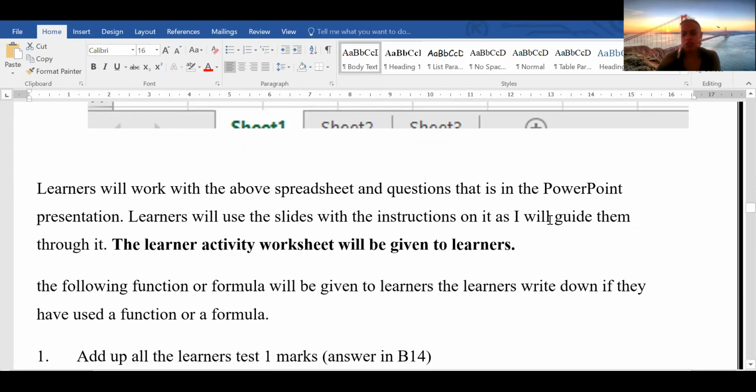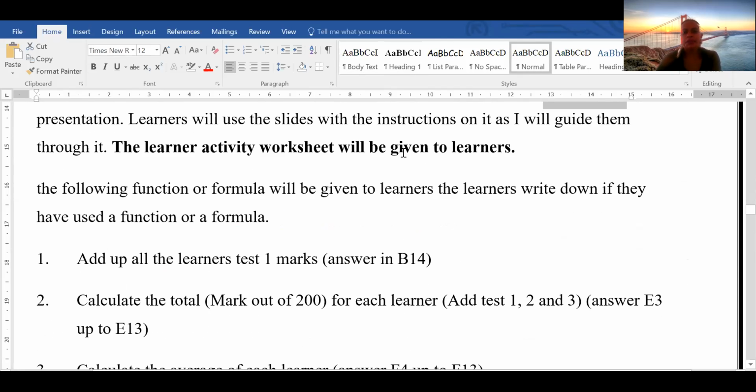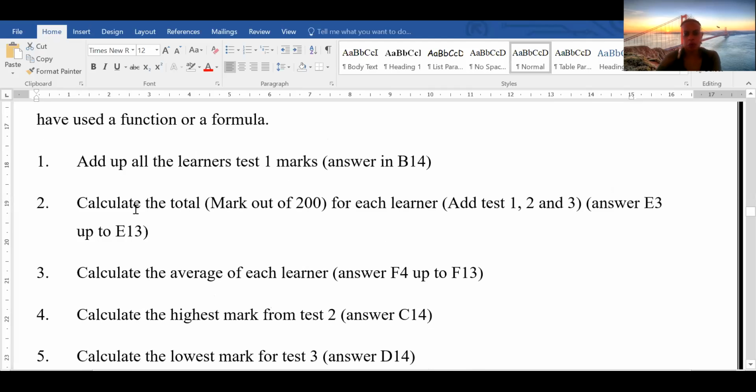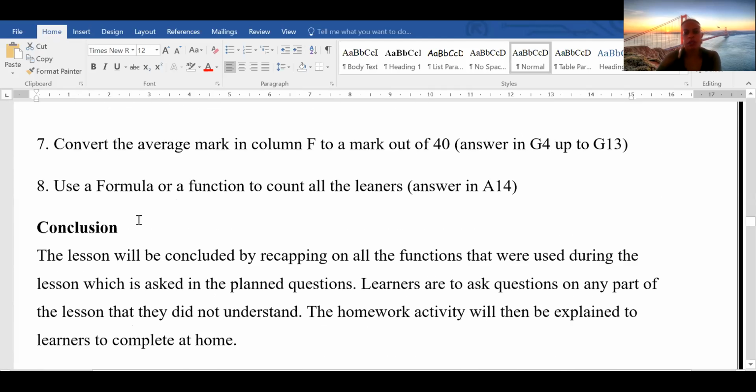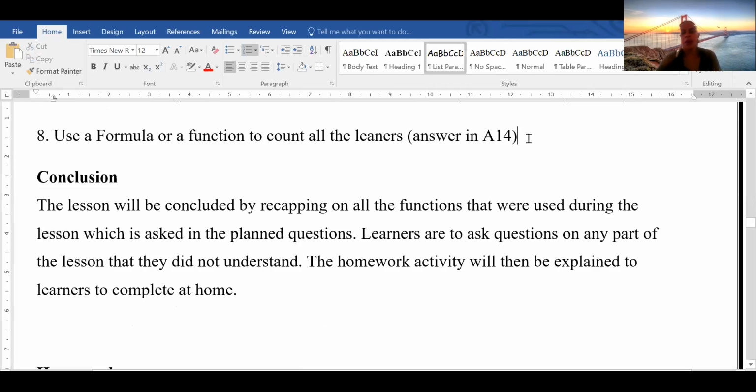The learners will use the slides, because the teacher is also going to use MS PowerPoint, and the learner activity will be given to the learners. And then they will do the following work in the classroom until the lesson is over. Then I will do a conclusion in the last 10 minutes.